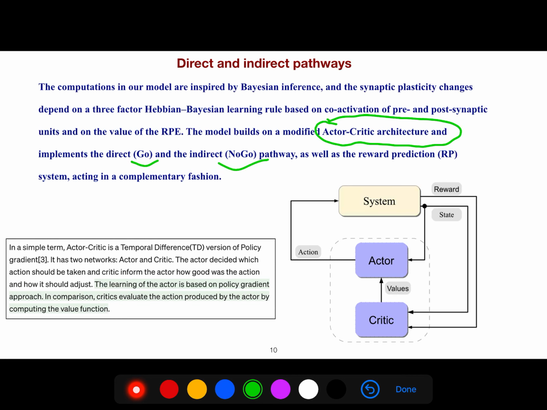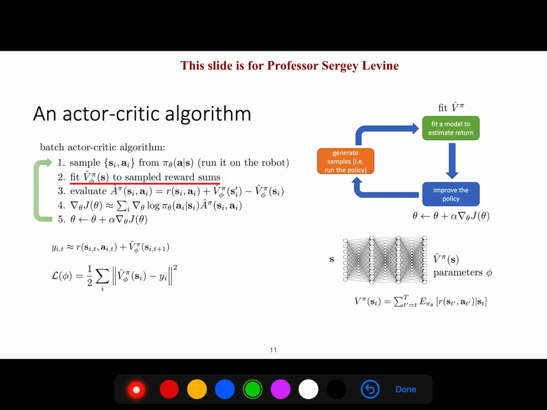So in simple terms, the actor-critic is the temporal difference version of policy gradient. I have a playlist for reinforcement learning, so you can review what I say. But in this paper, this is a great slide from Professor Sergey Levine, an amazing professor at Berkeley, maybe the best person in the world who can teach reinforcement learning. And of course, his focus at Berkeley was robotics.